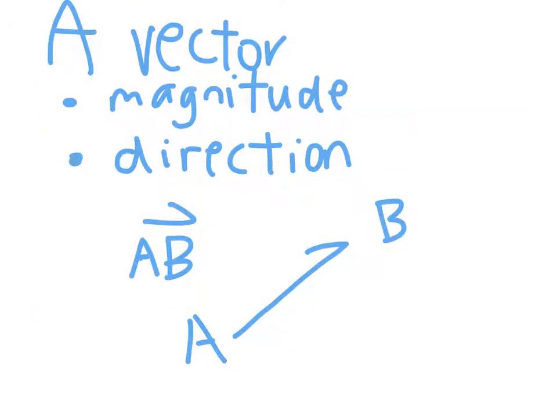A vector has a magnitude and a direction. The tail of the vector is the starting point, which is A, and the head of the vector is the final point, which is B. A vector is written as the letters of its head and tail with an arrow above it.